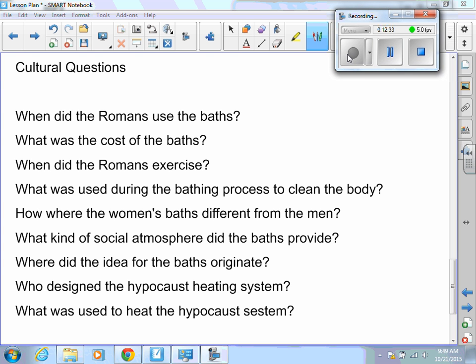Where did the idea of the baths originate? The Romans didn't come up with the bath idea. The Greeks did. They stole this from the Greeks. However, who designed the hypocaust heating system? The Romans did come up with that hypocaust system. And remember, that was basically the heating of water using a furnace, and what was used to heat the hypocaust system would have been wood.